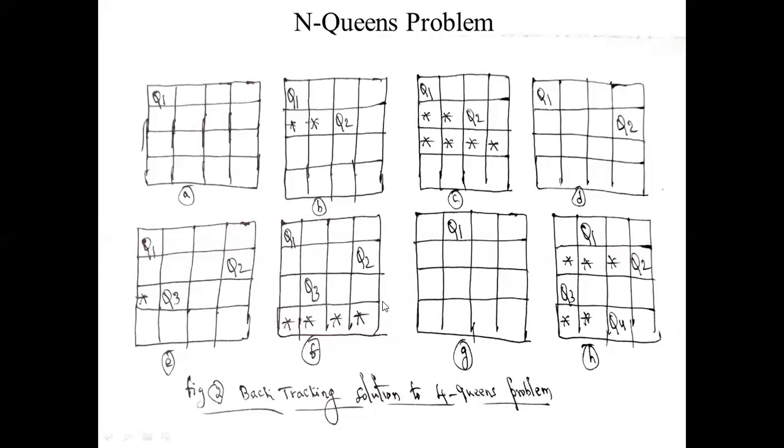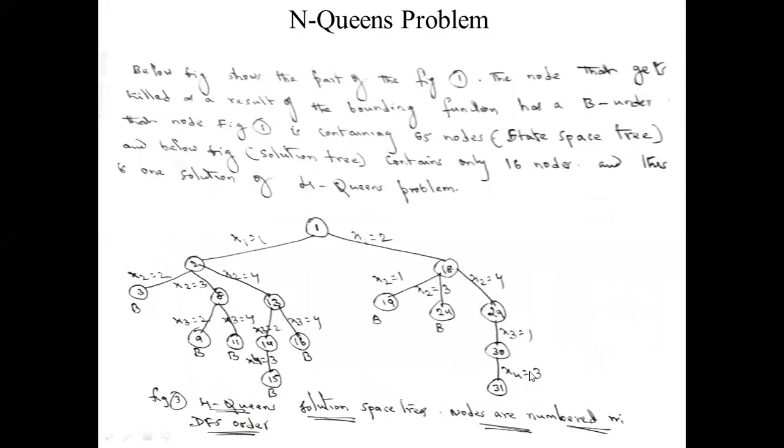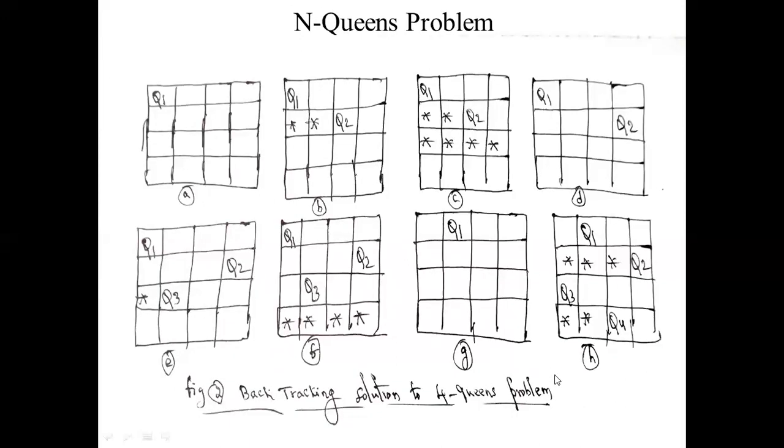Then what about the third queen? Here this place is safest because this is not attacking any other queen which is already placed. Then try to place the fourth queen. Here not possible. Here both are attacking. Here possible. So 1 4 2 4 1 3 are solutions. 2 4 1 3 are solutions. So this is the four queens problem solution.